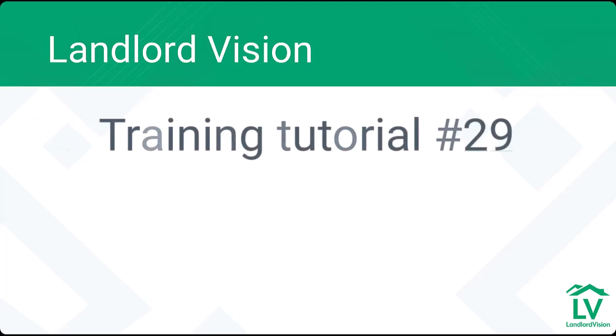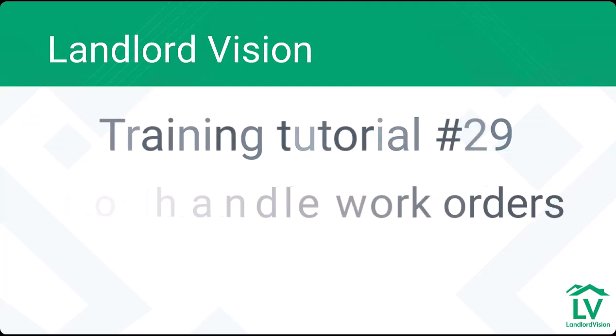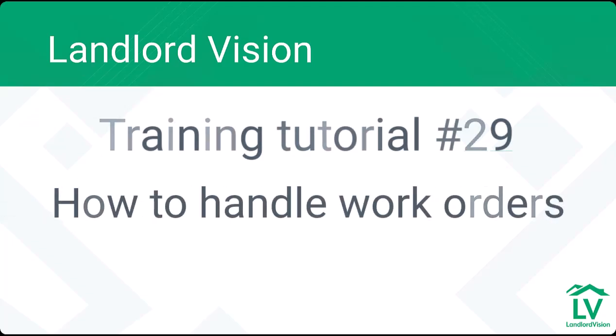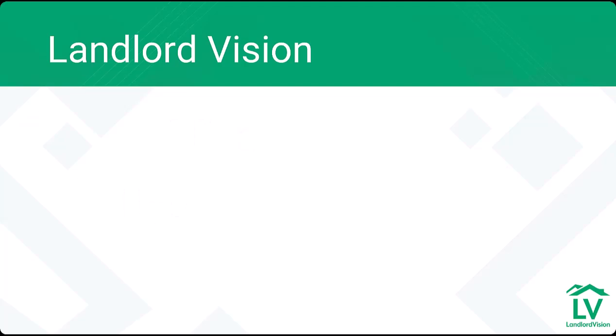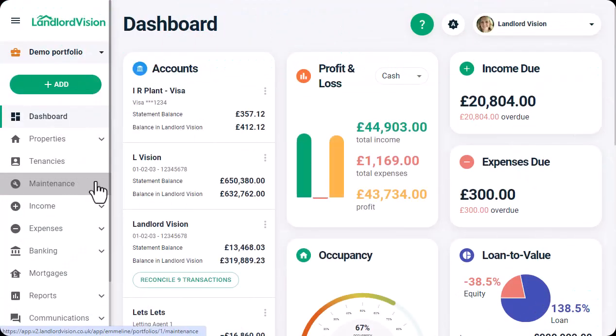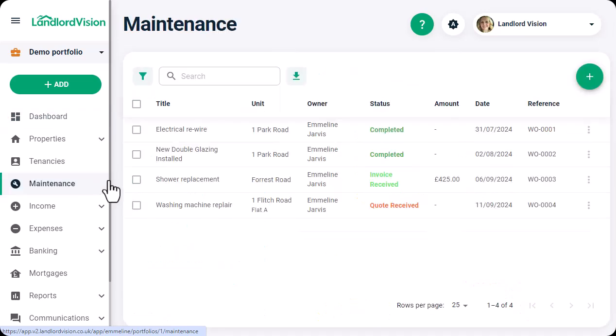In this video, we will be looking at the maintenance module and how it handles work orders from start to finish. To create a work order, go to Maintenance in the main menu and click on the Add button in the top right.